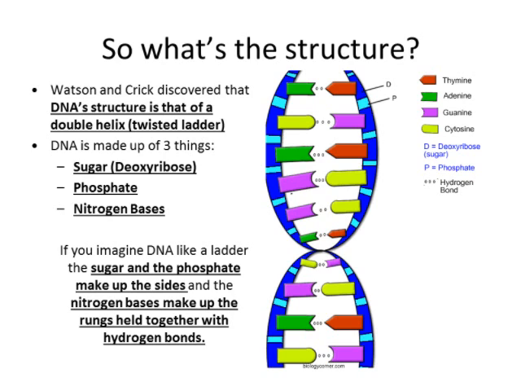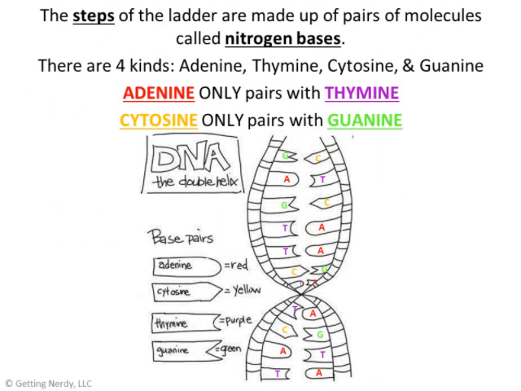Okay? So very quickly, let's go over this again. So DNA structure is that of a double helix. DNA is made up of nucleotides. And then those nucleotides are made up of a sugar, a phosphate, and a base. The sugar and the phosphate are the sides of the ladder, or the sides of the double helix. And then the rungs of the ladder, or the flat part of the double helix, are the nitrogen bases, and they're held together by hydrogen bonds.